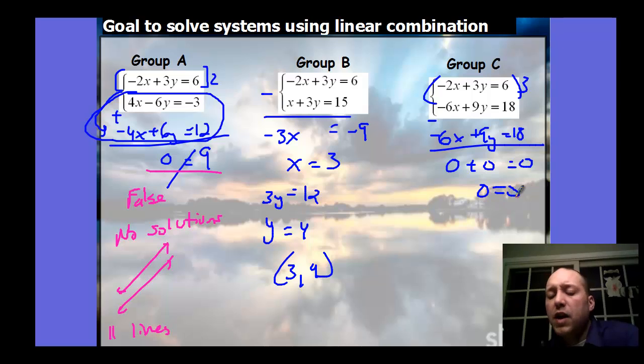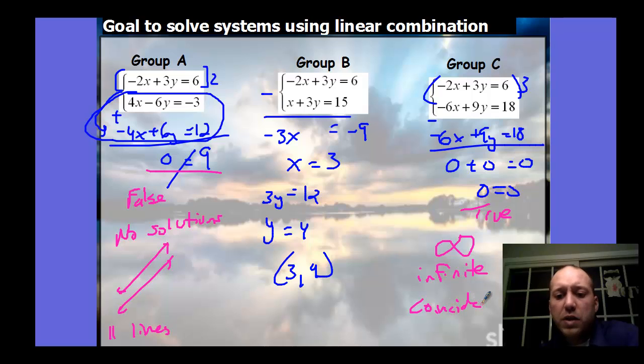Anytime you have a true statement, it doesn't have to be 0 equals 0, just any true statement, then there's infinite solutions. The reason why that occurs, if they're both lines, is that they coincide, which means they lie on top of each other or are the same line. And so these are different scenarios you can have, and we actually have some terminology for that.